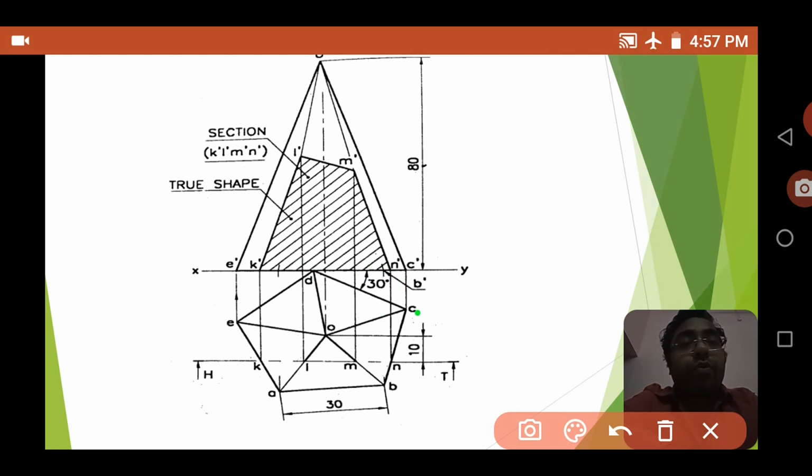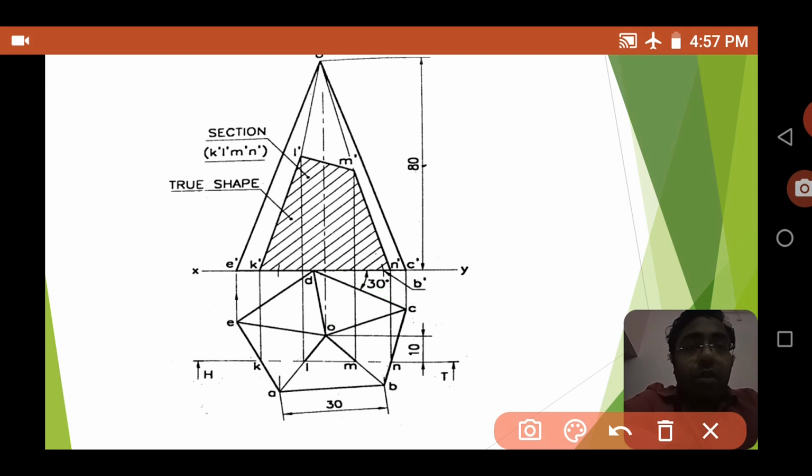So first what you have to do is draw the DC line. On this DC line, you have to mark the point D. Then make a 30-degree angle, and draw a line of 30 mm. Now from C to D, D to A, and so on, you join it and you will find out this pentagon, you can complete it.